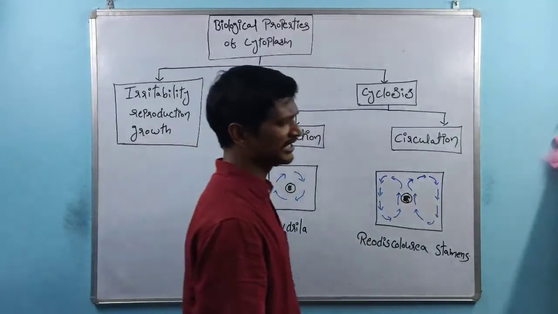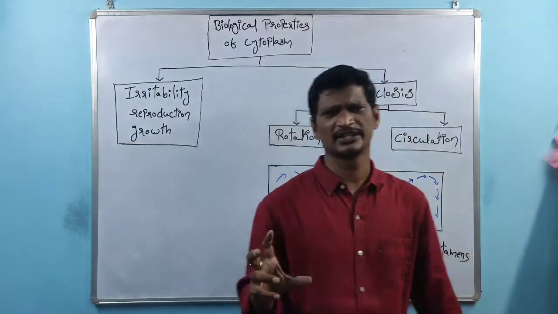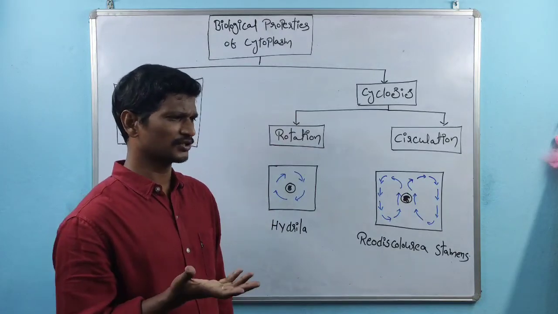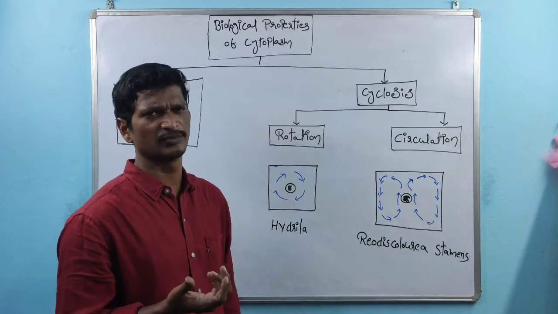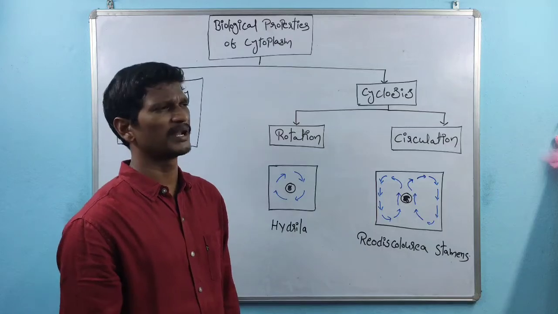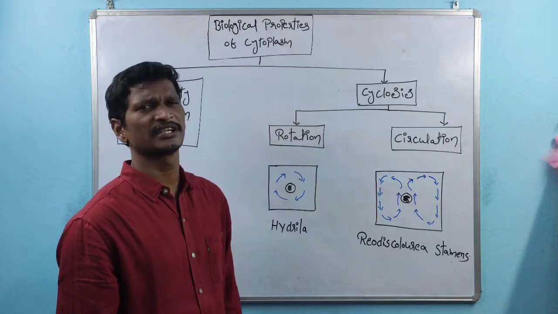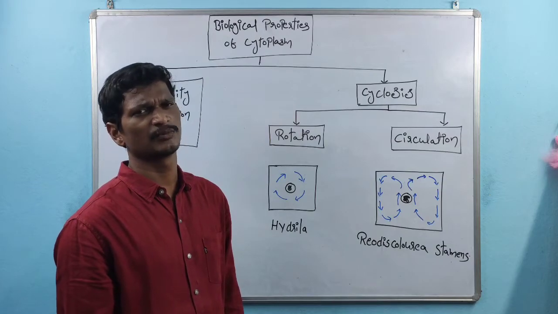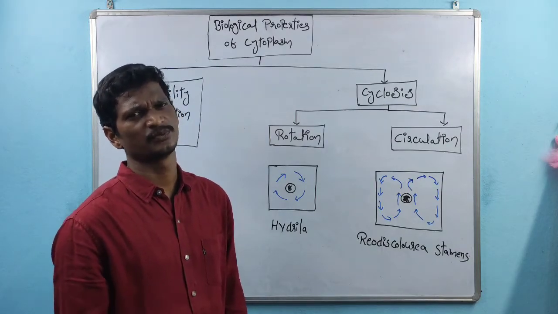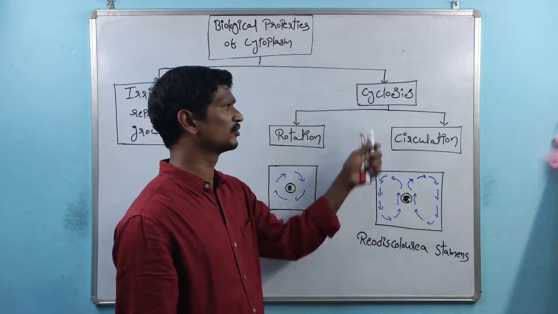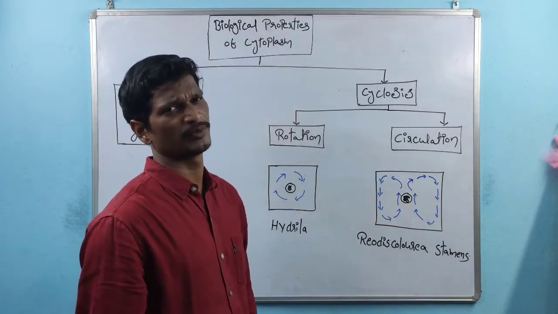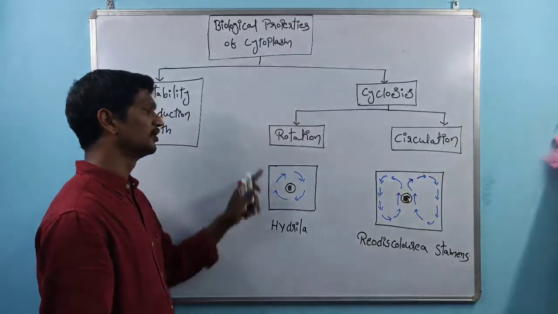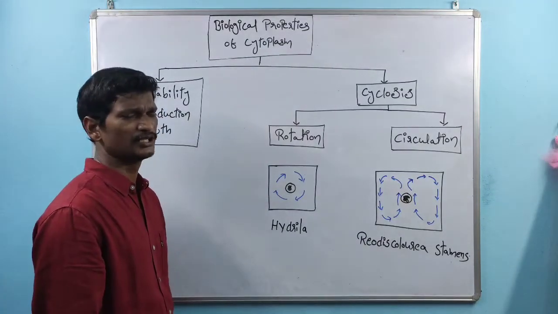And coming to the next one, the cyclosis process. Cyclosis indicates the movement of the cytoplasm. Sir, if a plant cell is stable, how is the cytoplasm moving? Within plant cell or animal cell cytoplasm, some proteins are there, and these proteins majorly support the movement of the cytoplasm. Here two types of cytoplasm movements are there. One is called rotation.